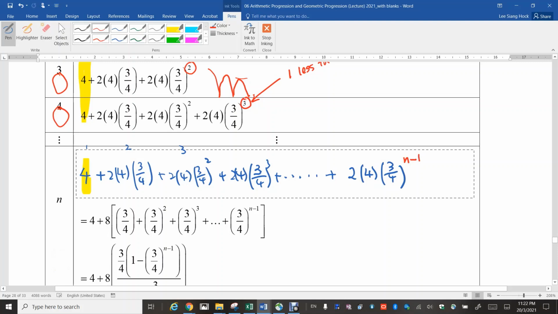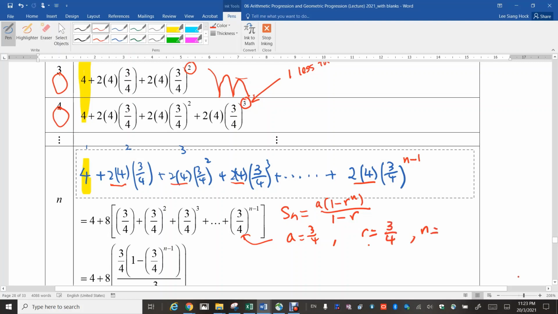Now if you were to simplify, all these are equal to 8, so we can factor out the 8. So it is actually equal to 4 plus 8 times the sum of a GP. To find the sum of a GP, we know that S_n is equal to a multiplied by 1 minus r to the n, divided by 1 minus r. So we need to know what a, r, and n are. The first term a is 3/4, no problem. And r: each time I multiply by 3/4, so the common ratio is also 3/4.